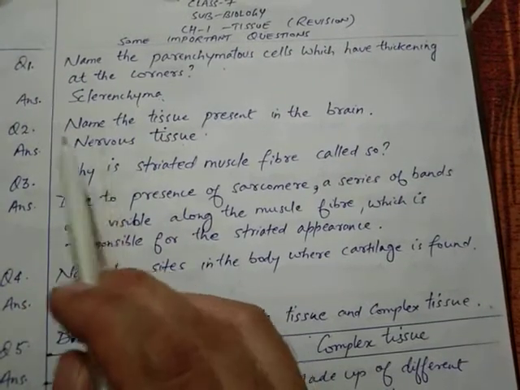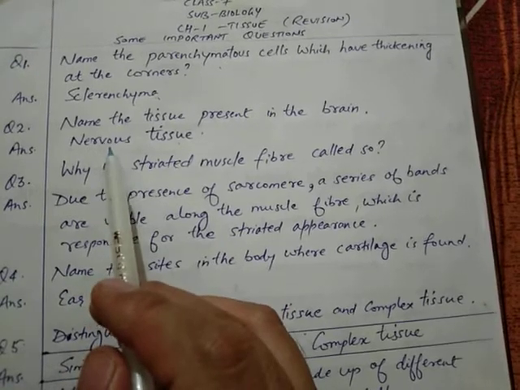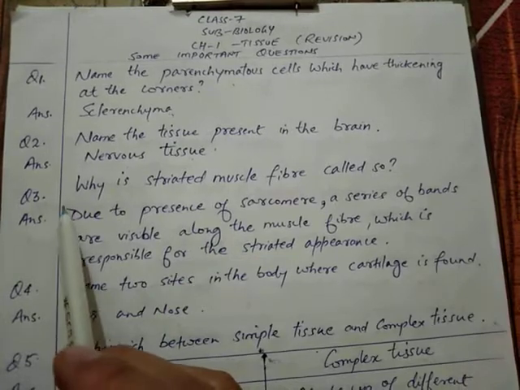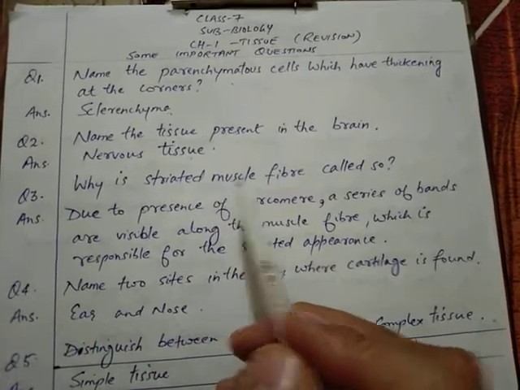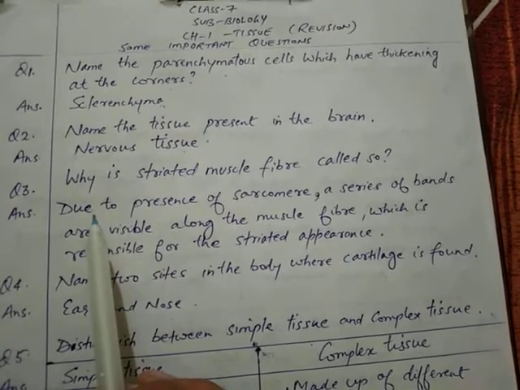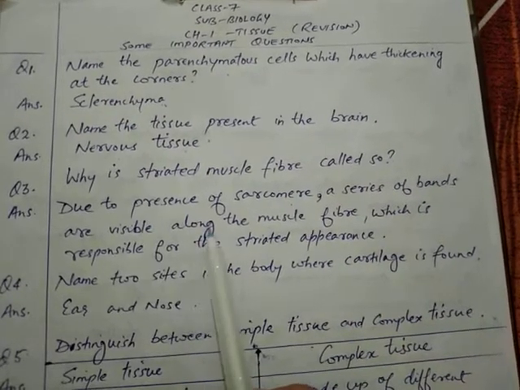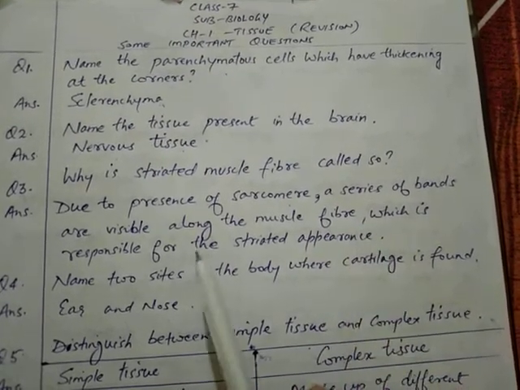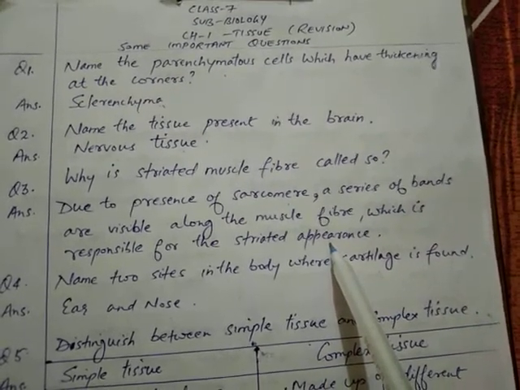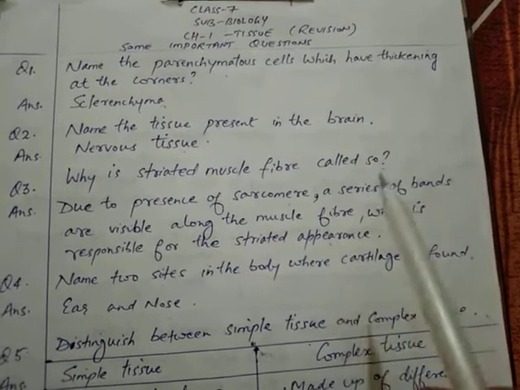Question 2: name the tissue present in the brain. The tissue which is present in the brain is nervous tissue. Question 3: why is striated muscle fiber called so? Because due to the presence of sarcomere, a series of bands are visible along the muscle fiber, which is responsible for the striated appearance. You have seen light band and dark band in this muscle, that's why they appear striated.